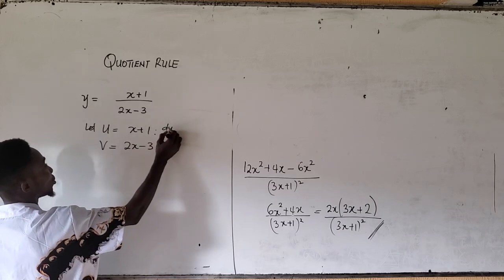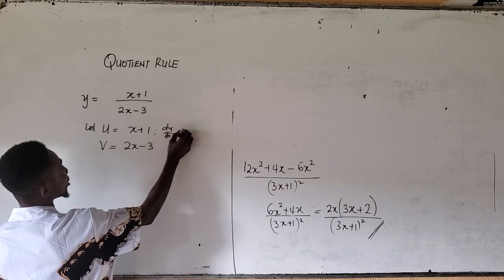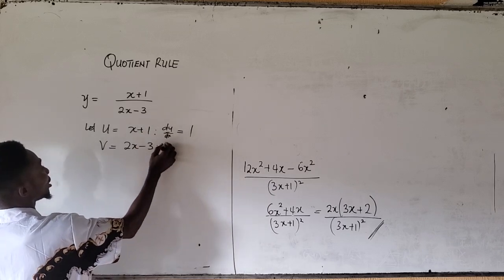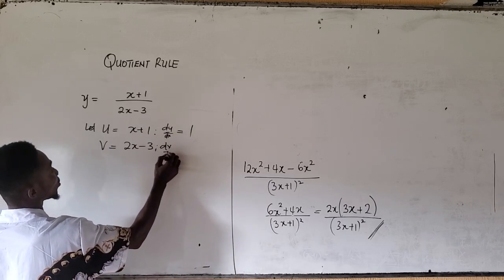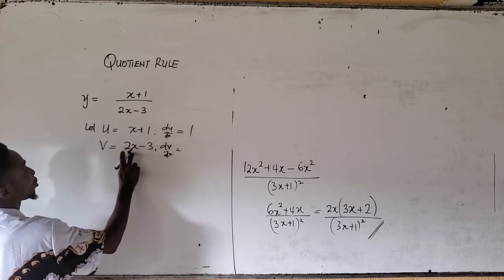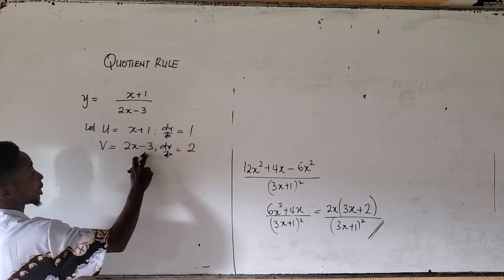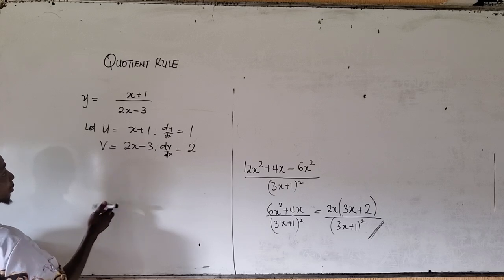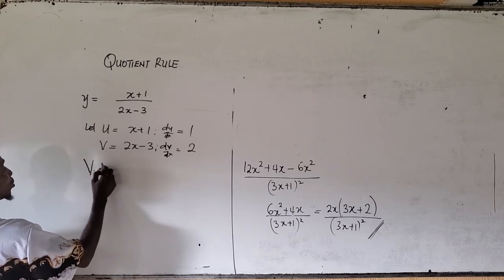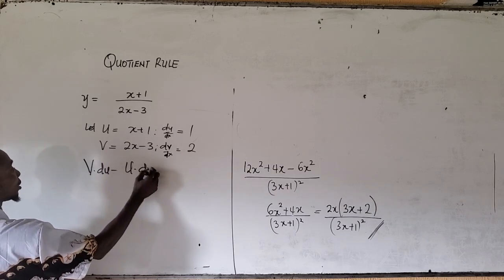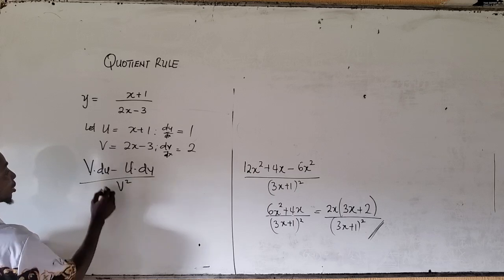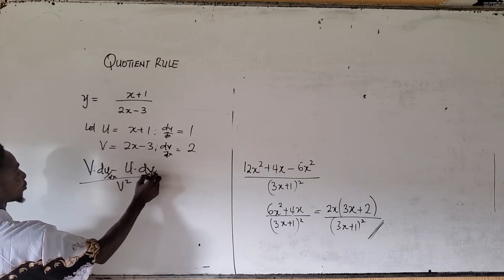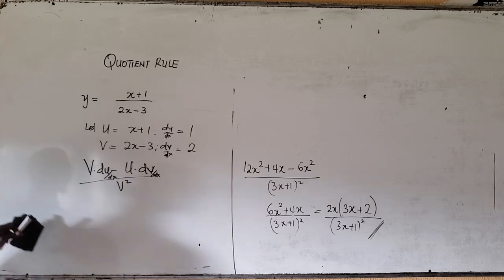So when you differentiate u with respect to x, differentiate x will give us 1, differentiate 1, that's 0. Then differentiate v with respect to x. Differentiate 2x, that's 2, differentiate minus 3, and that's 0. So you restate the formula by saying quotient rule is given as v du minus u dv all over v squared. You know, these are with respect to x.